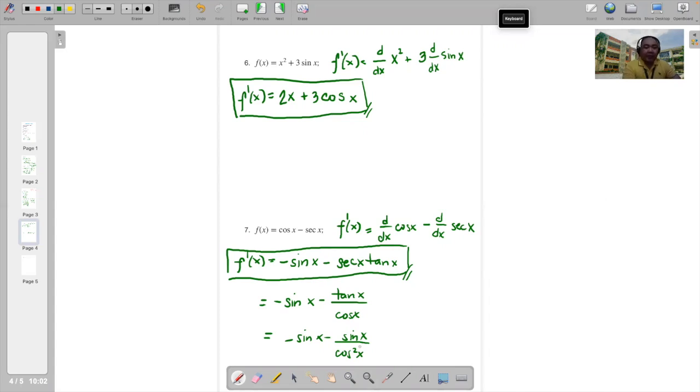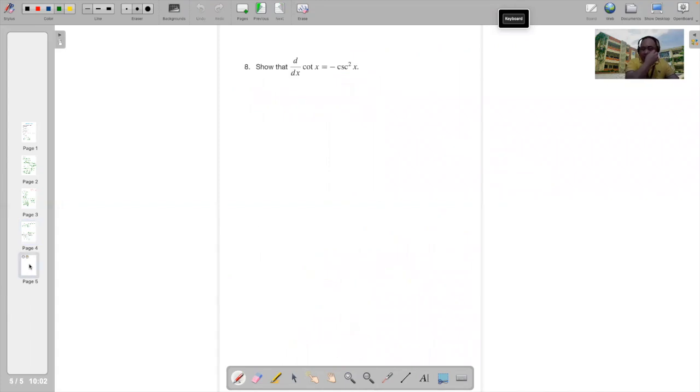All right, so we proceed to our last number. This one is rather different, because you are asked to prove the differentiation rule that we had. If you remember, this is the last differentiation rule that was listed at the beginning of this class. It says that the derivative of cotangent x is negative cosecant squared x. Now you are asked to show that this is true.